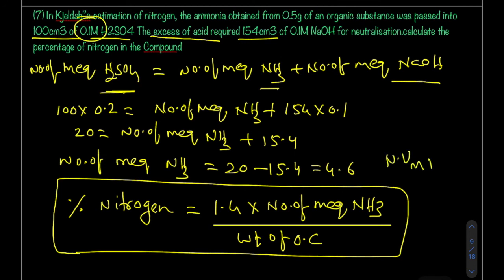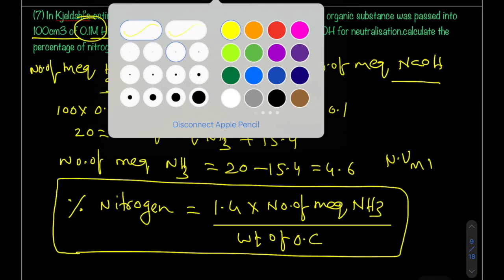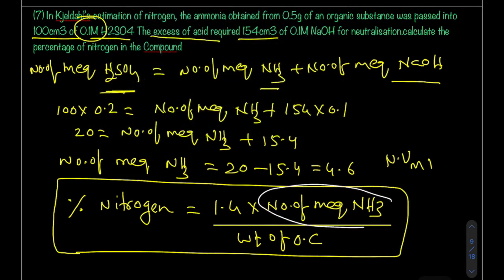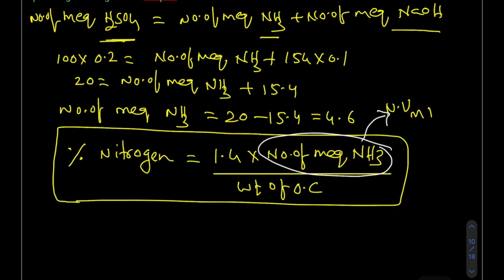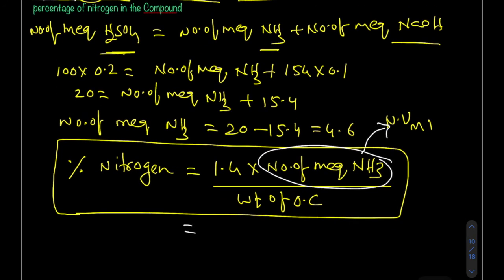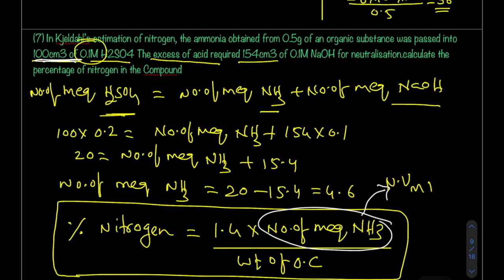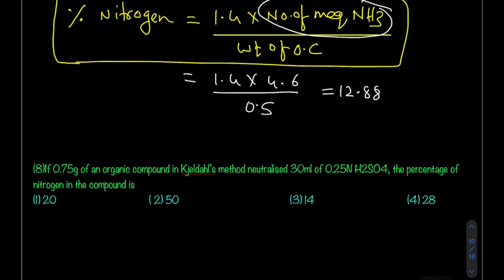Remember, we are actually using one more formula: normality into volume in ml. Instead of number of milli equivalents of ammonia, we can use this formula also, 1.4 into normality into volume in ml. That will be in the previous case, but here we have sulfuric acid in excess. That's why we have to calculate the exact volume required for the complete neutralization of ammonia. Now, 1.4 into 4.6 whole divided by weight of the organic compound, which is 0.5 grams. So the answer will be 12.88 percent.